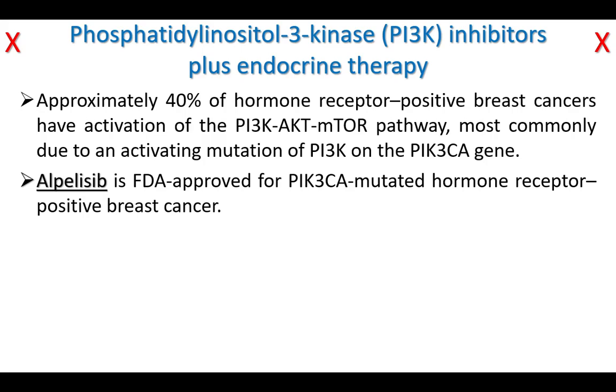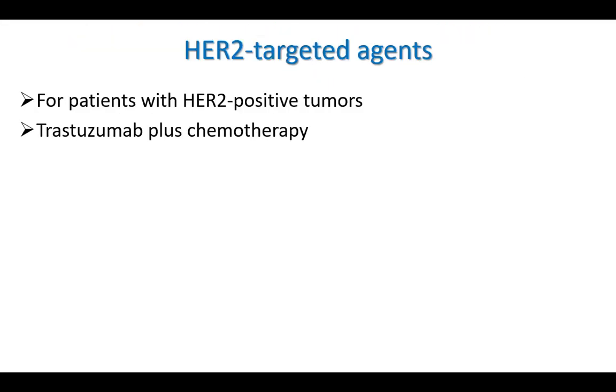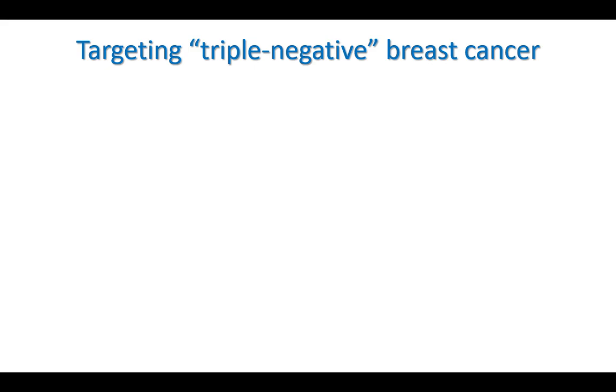Again, I won't test you on this drug analysis, but it's for you just to understand that there are more pathways involved in the growth of these tumor cells, and then we have more and more drugs coming up targeting these signaling pathways. Okay. So you can also use a combination of pertuzumab, trastuzumab, and docetaxel as a first line for HER2 positive metastatic breast cancer.